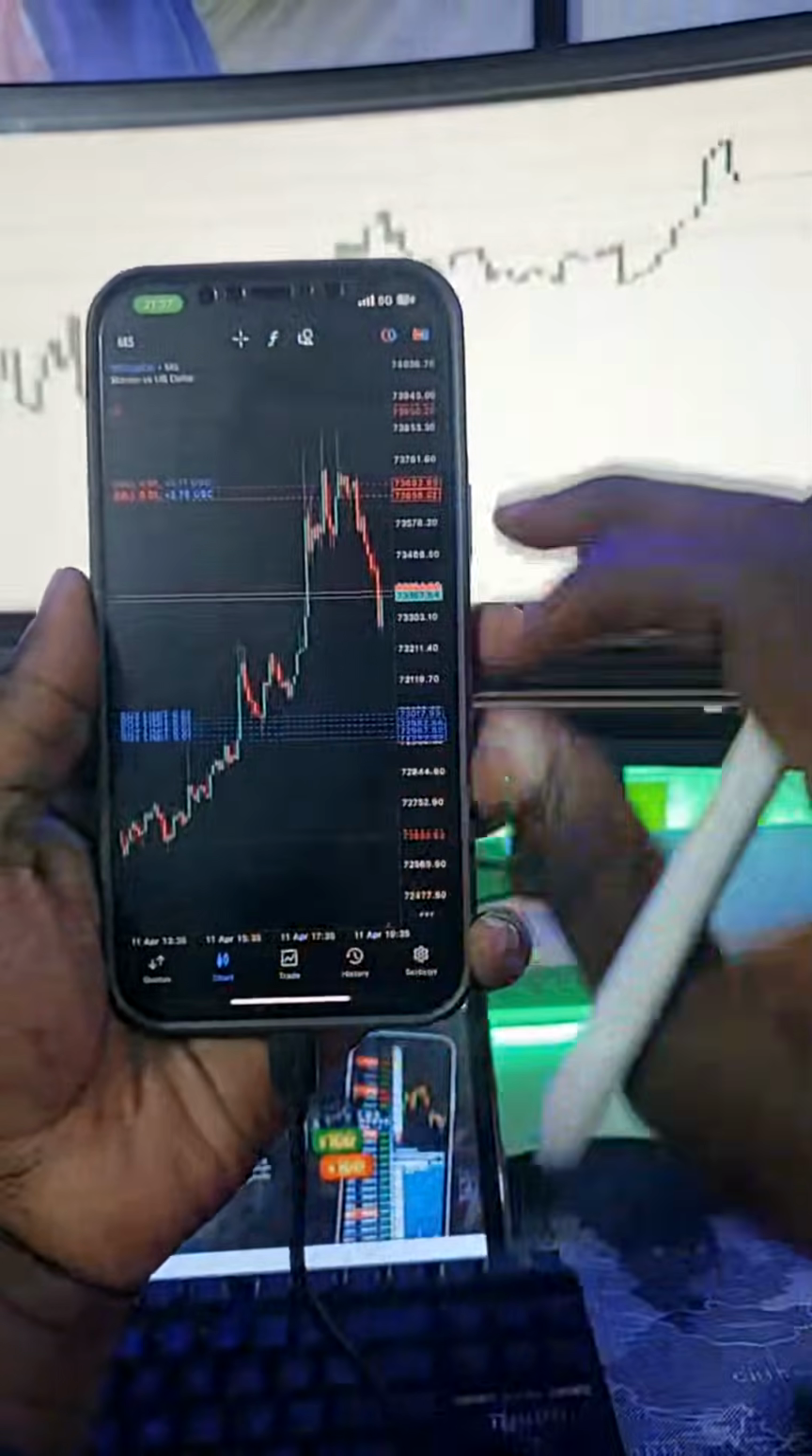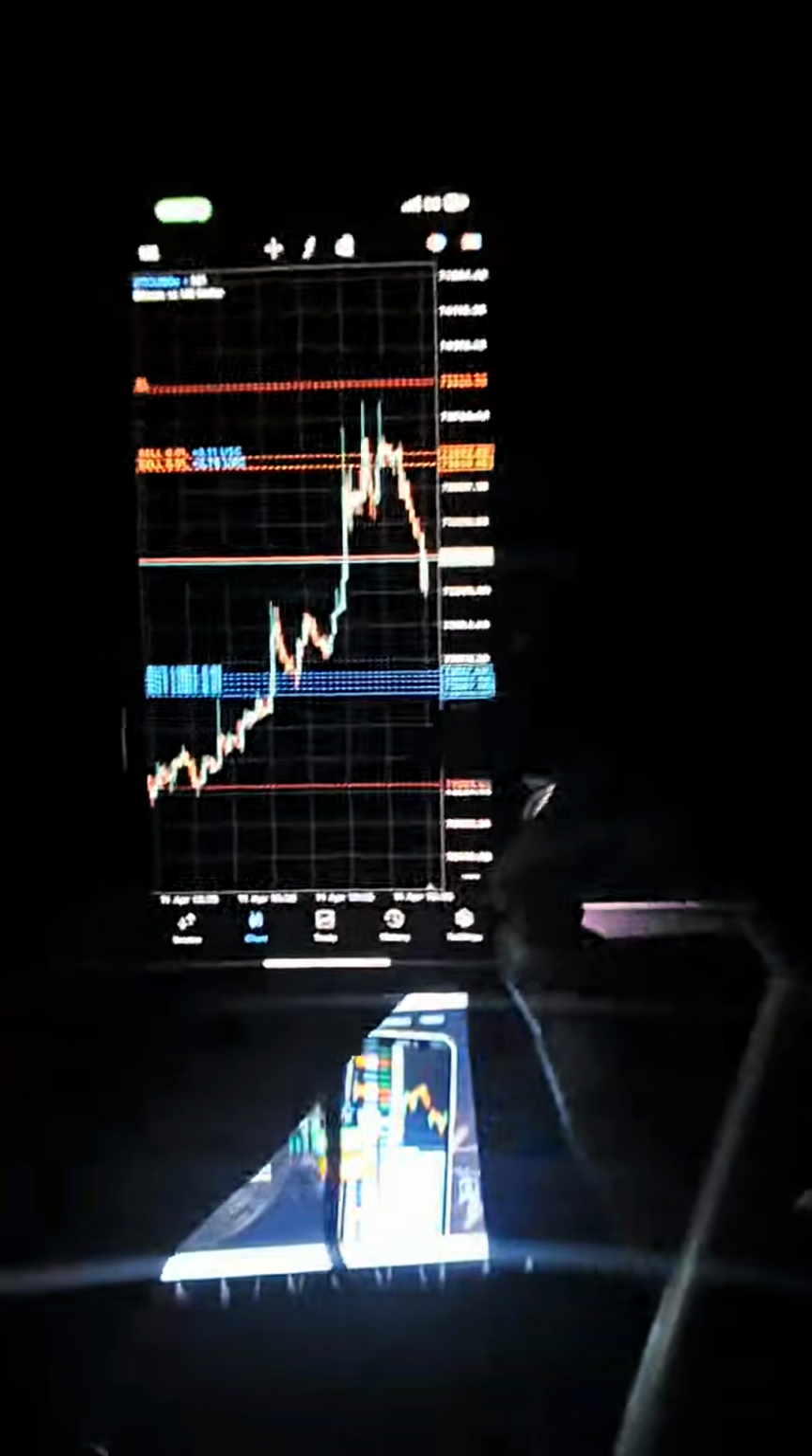Open the chart. Once you open the chart, go to the 30 minutes time frame. This is the 30 minutes time frame. And here, you see we already have some pending orders there, right?